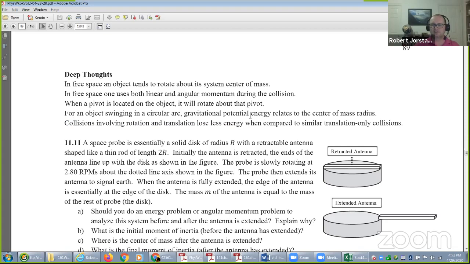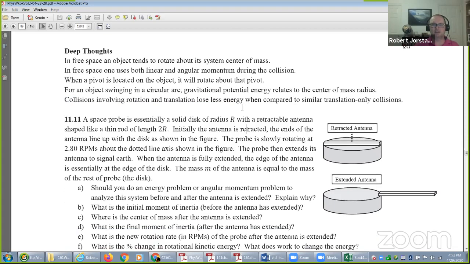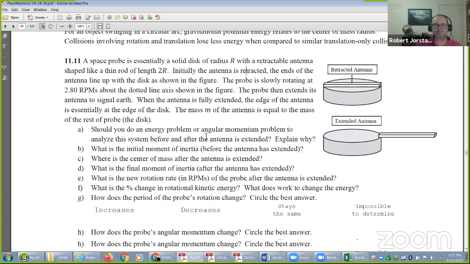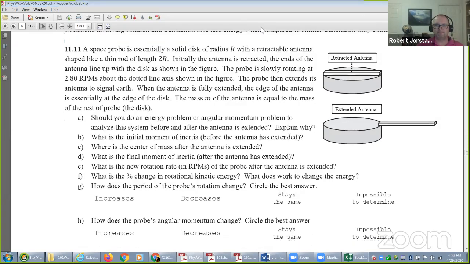All right, so this is an old test question I gave. Let's take a look at it. You have a space probe. It's rotating, a solid disk of radius r, and there's an antenna that has length 2r. Got it. So that means this radius right here is r, and this whole thing is 2r. The probe is slowly rotating at this rate.